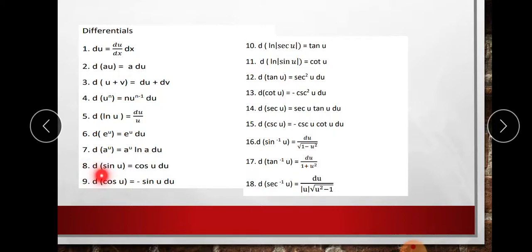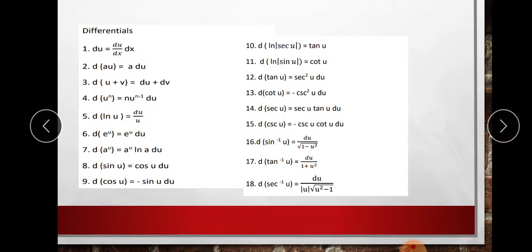Number 8, d times sine u equals cosine u du. Number 9, d cosine u equals negative sine u du. Number 10, d ln the absolute of secant u equals tangent u du. Number 11, d ln the absolute of sine u equals cotangent u du.